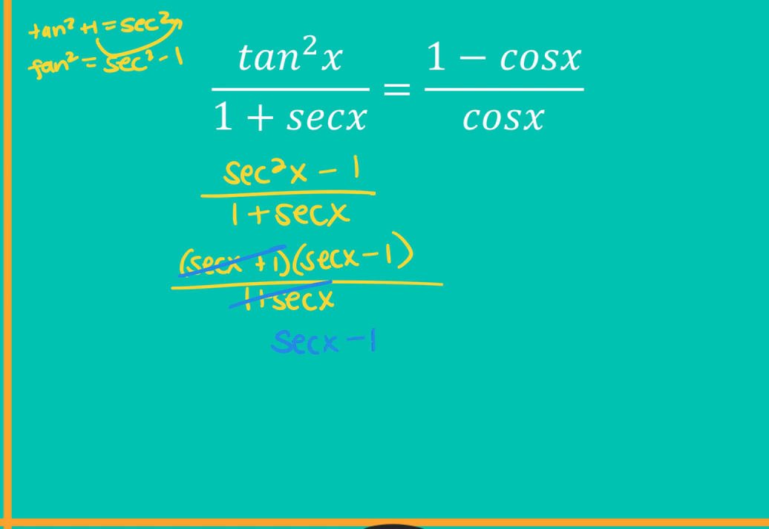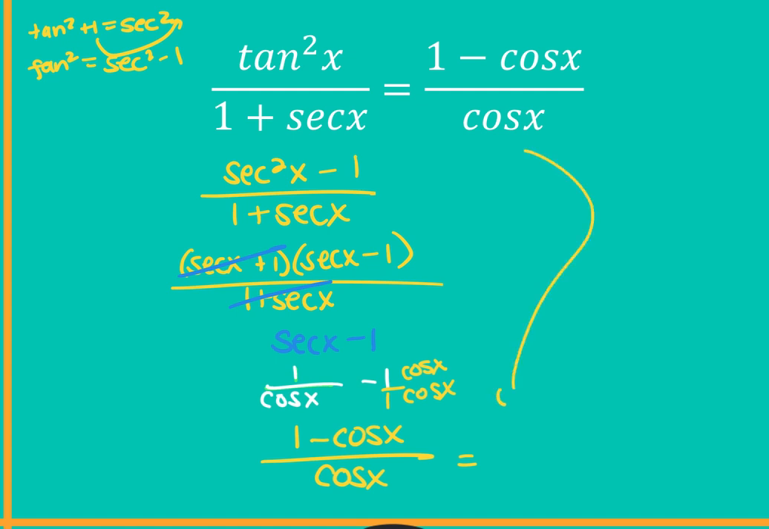Closer, but not there yet because I need to rewrite it in terms of cosine. 1 over cosine x minus 1, and I would put this as cosine over cosine, and I get 1 minus cosine x over cosine x. And now the left side equals the right.